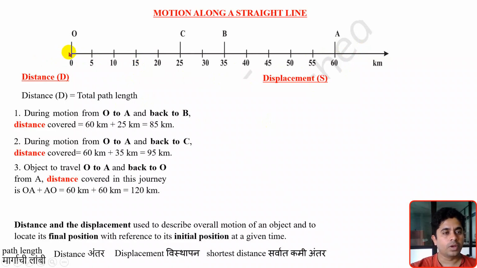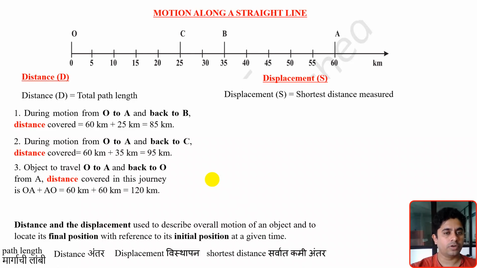From O to A means the object has traveled in the right hand direction. And from A to O, with respect to A, the object has traveled to the left hand direction. But don't consider any direction. Simply measure the path length. O to A path length is 60. A to O path length is 60. So the total is 60 plus 60, that is 120 kilometer. So this is the distance concept.